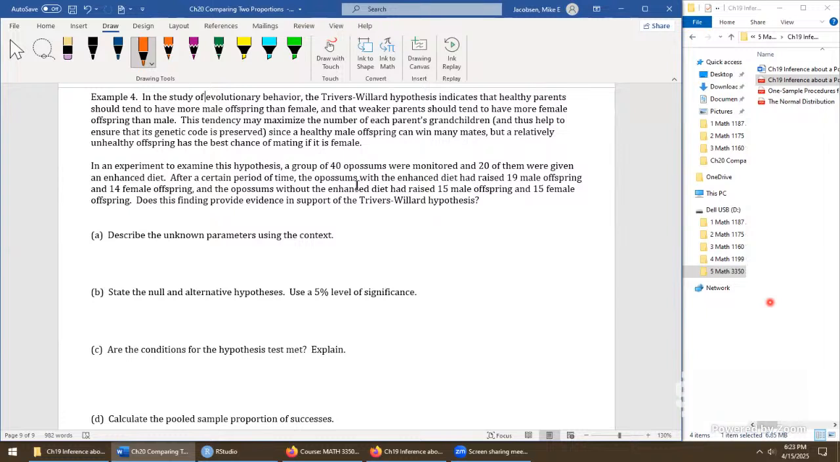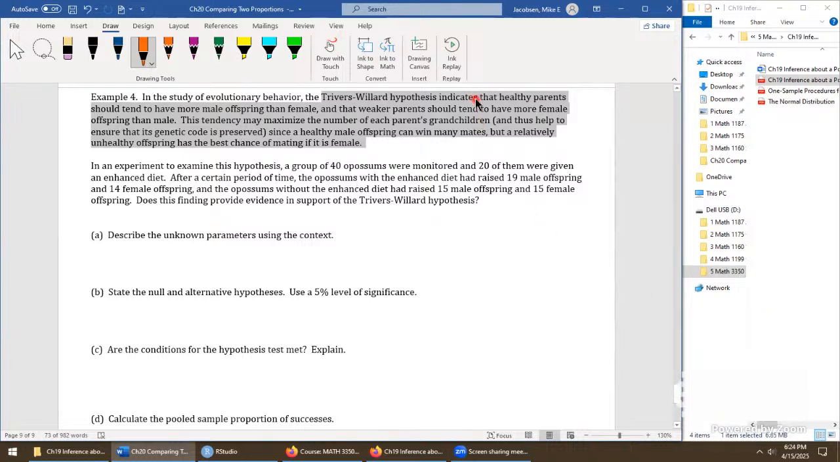In the study of evolutionary behavior, the Trivers-Willard hypothesis indicates that healthy parents should tend to have more male offspring than female, that the weaker parents should tend to have more female offspring than male, and this tendency may maximize the number of each parent's grandchildren and thus help to ensure that its genetic code is preserved. Since a healthy male offspring can win many mates, but a relatively unhealthy offspring has the best chance of mating if it's female. So that's the statement of the hypothesis.